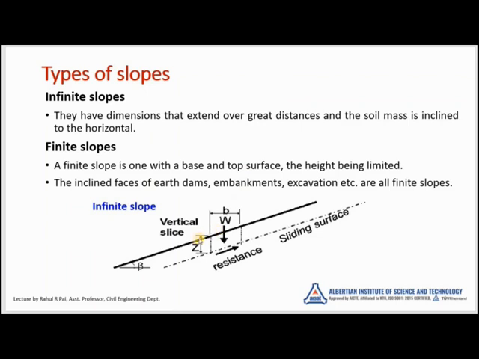In the figure you can see here, it is an infinite slope. We can see it is a long sliding surface. It also has a sloping angle represented as beta, and this z value is the height of that particular slope. So this is just a section of an infinite slope which is being shown in this figure.